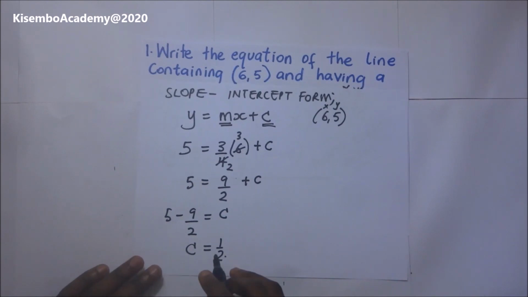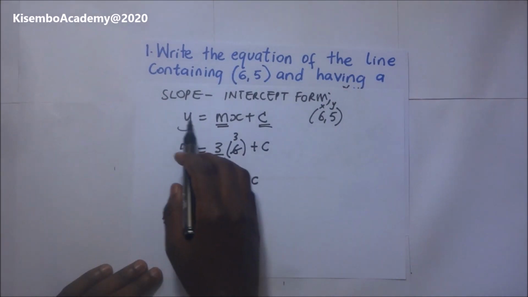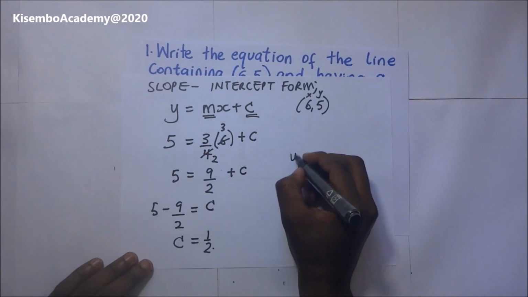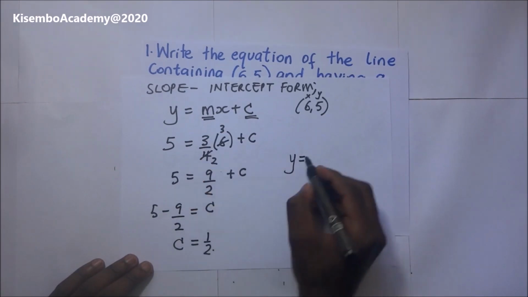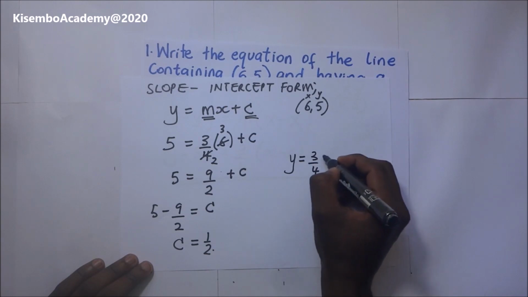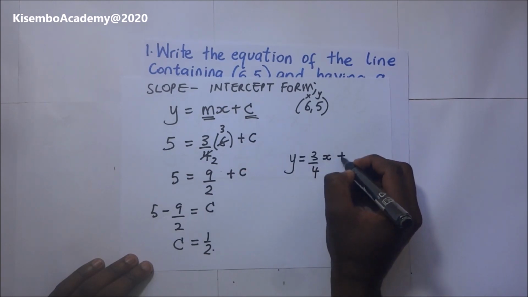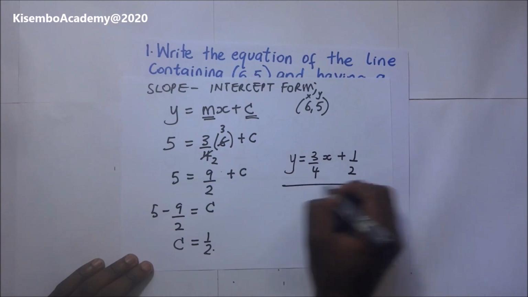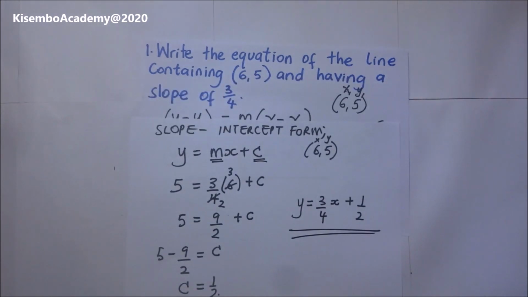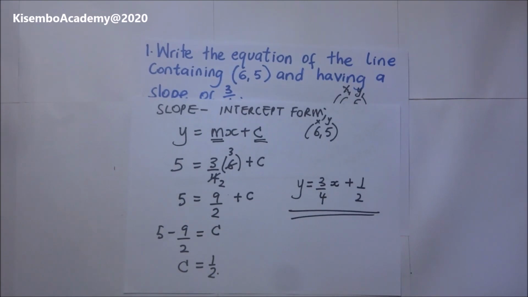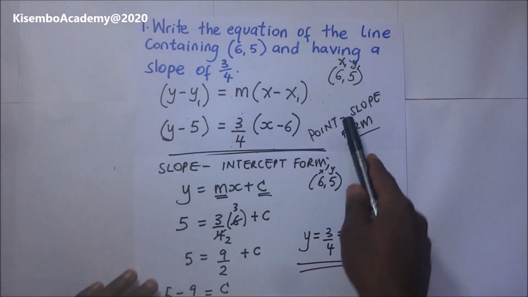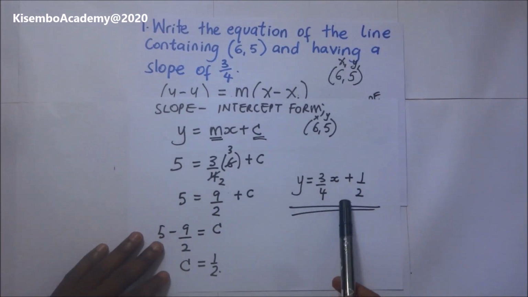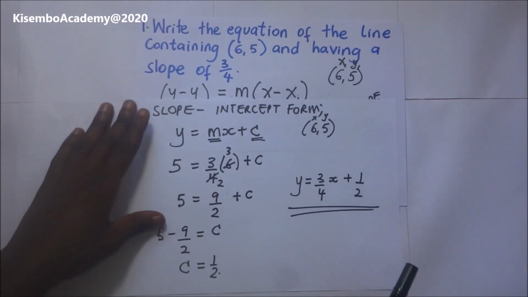After getting our value of c as a half, we bring back the equation and say that therefore y equals, with m as 3/4 of x, and c as plus a half. So that is the equation of that line in the slope-intercept form. You can write the equation of this line either in the point-slope form or in the slope-intercept form. It will still be correct.